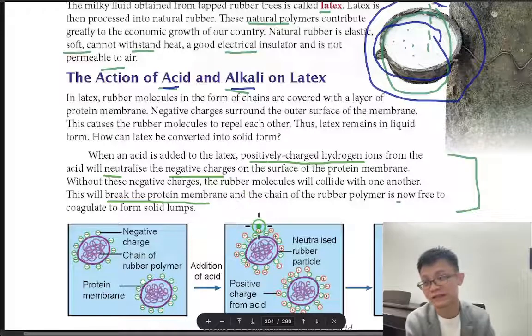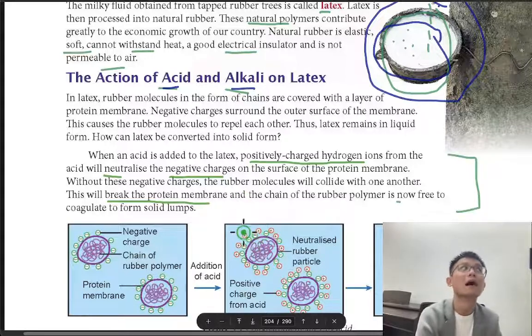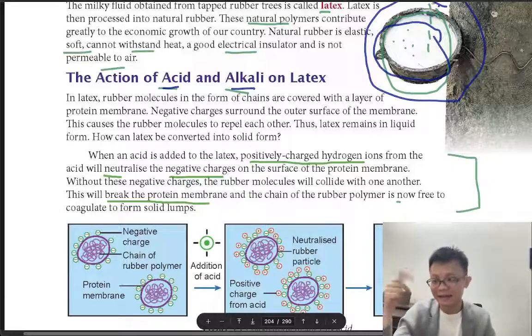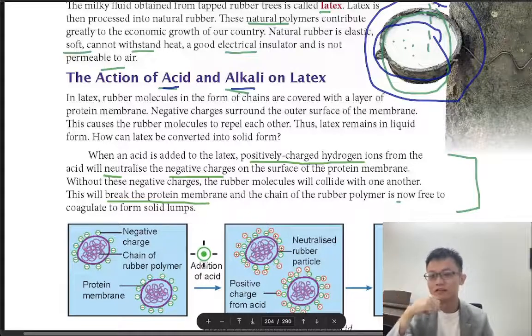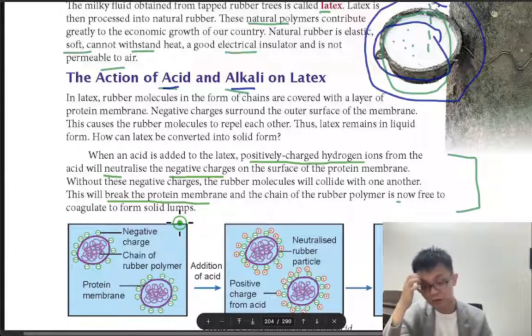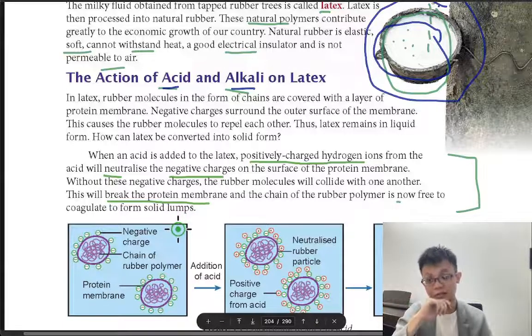If they ask this question, usually A, B, C are the easy questions, then D, E will be the difficult questions. The difficult question, I think, is to explain how the effect of acid will coagulate the rubber. That is a difficult question. So we try to answer, okay?